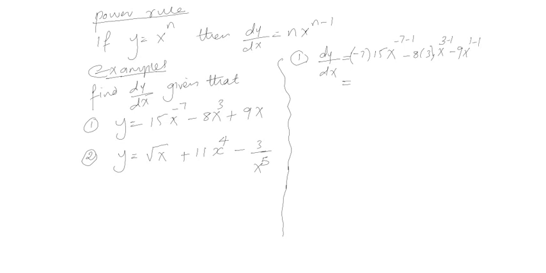So this one gives me negative 105 x raised to power negative 8, minus 8 times 3 is 24, x, if you reduce 3 by 1, you get 2. The other one is a 9. If you reduce 1 by 1, you get a 0. x raised to 0, anything raised to 0 is 1. So x becomes a 1. And that becomes the answer.